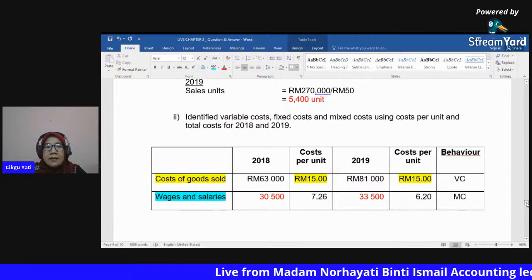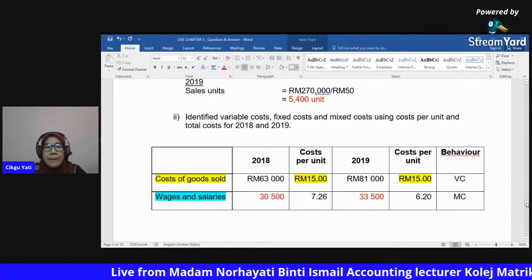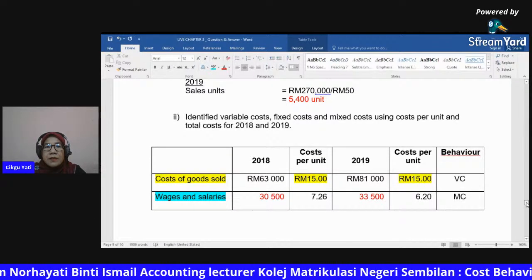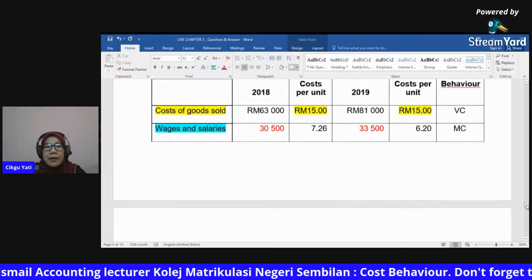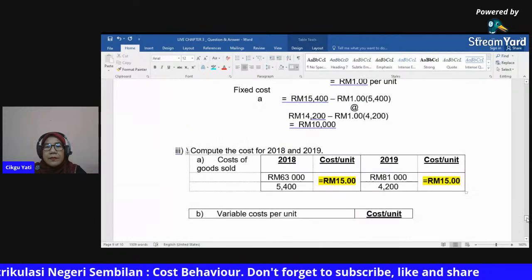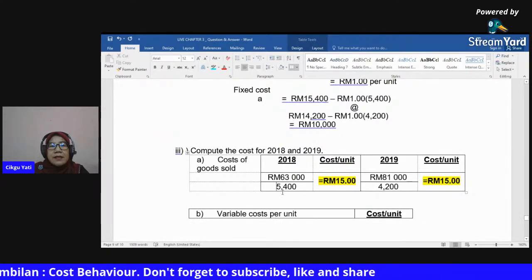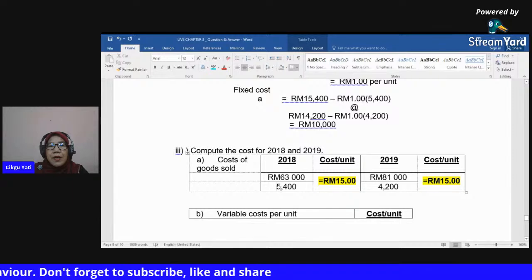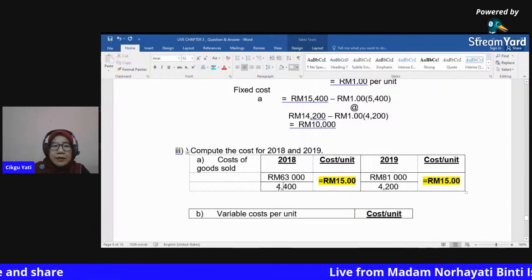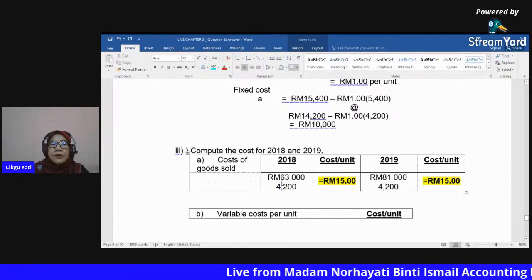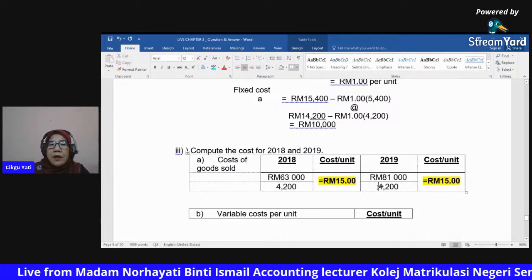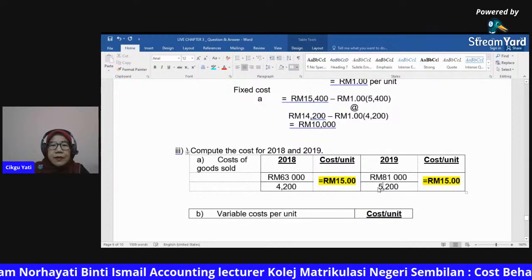Okay, the highest cost of goods sold is 63,081. Actually, this one should be 4,200. This one is the lowest cost, and this one is the highest cost with the highest unit.